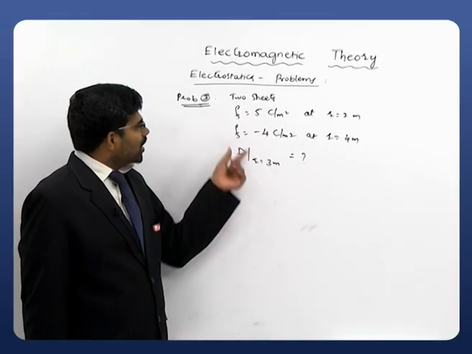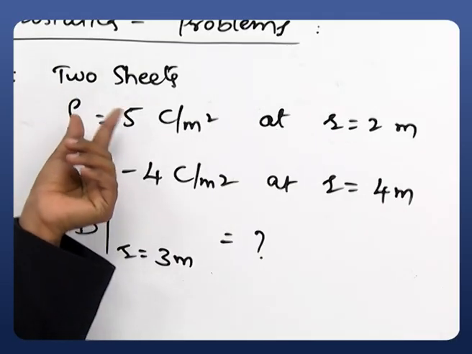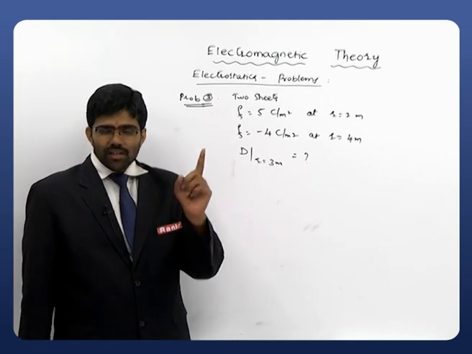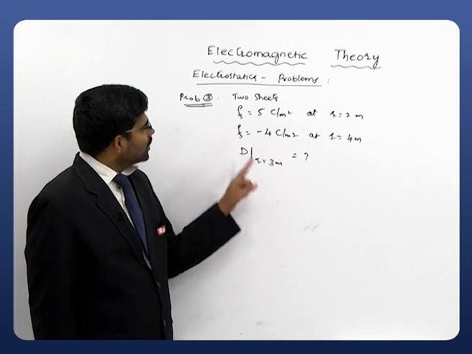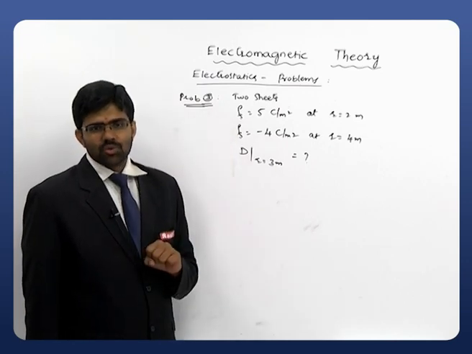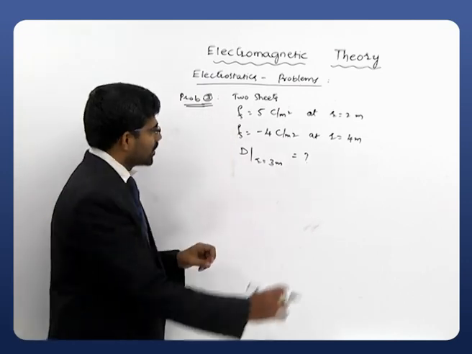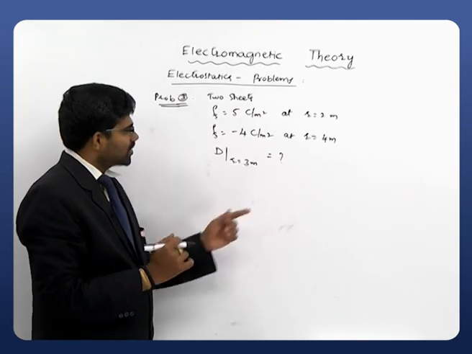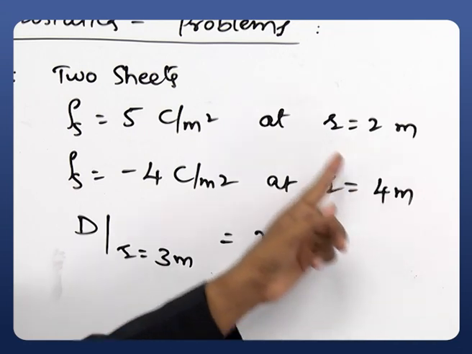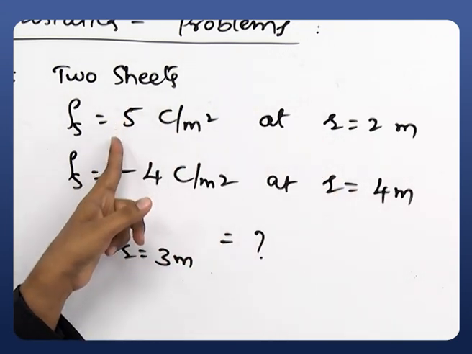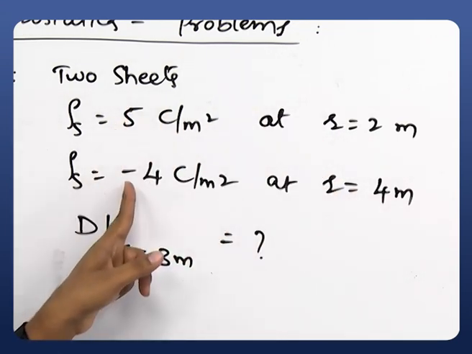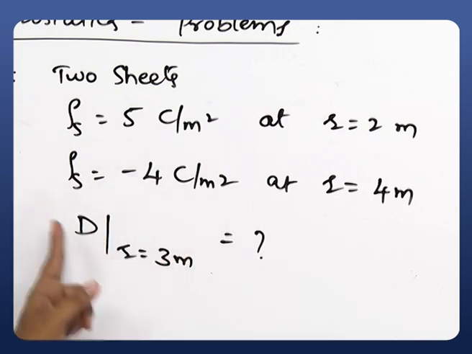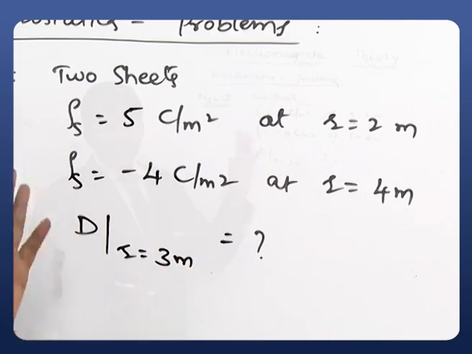Here, as per the data given in our problem, two cylindrical sheets are given to us. They are not plain sheets. So, two cylindrical sheets are given to us and those two are coaxial sheets. Those two coaxial sheets are placed at r equal to 2 meter, and this radius is 4 meter. The charge density for this particular sheet is 5 coulomb per meter square and for this sheet is minus 4 coulomb per meter square. So, we require the electric flux density at r equal to 3 meter.